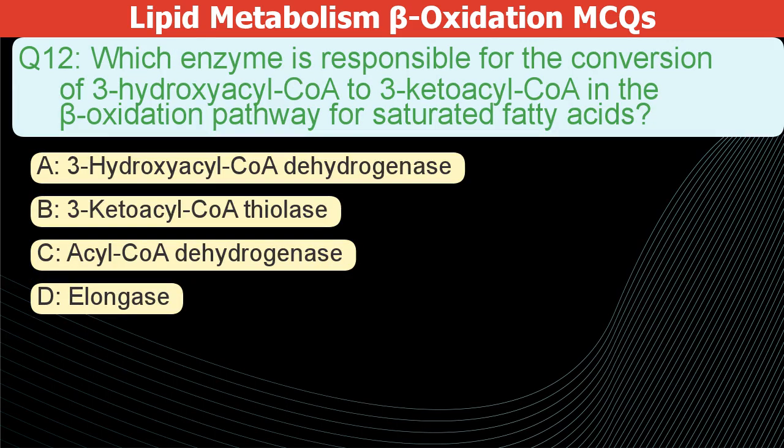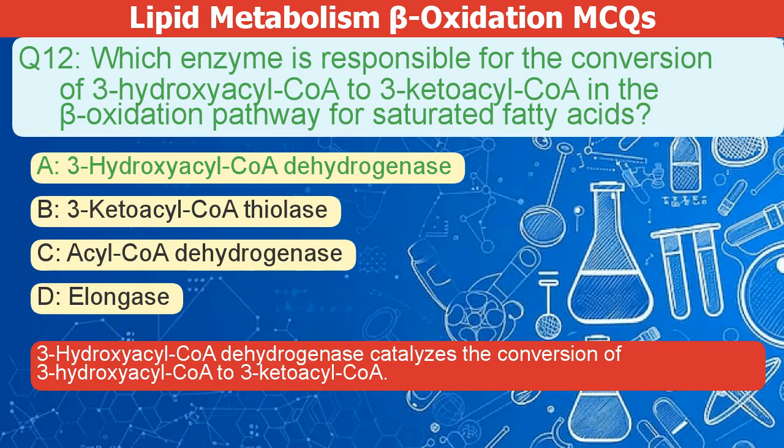Which enzyme converts 3-hydroxyacyl-CoA to 3-ketoacyl-CoA during beta-oxidation of saturated fatty acids? A. 3-hydroxyacyl-CoA dehydrogenase. B. 3-ketoacyl-CoA thiolase. C. Acyl-CoA dehydrogenase. D. Elongase. The correct answer is A. 3-hydroxyacyl-CoA dehydrogenase catalyzes the conversion of 3-hydroxyacyl-CoA to 3-ketoacyl-CoA.